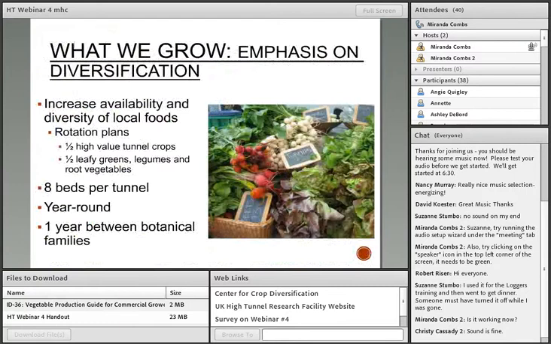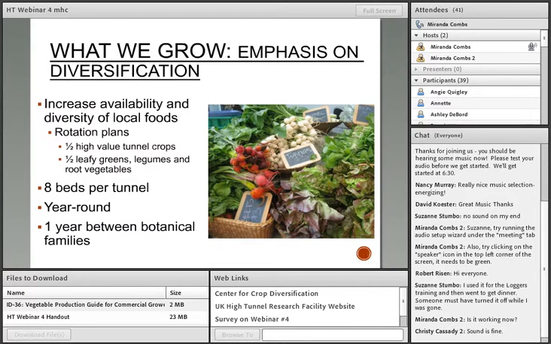So what are we growing? We're growing a diversity of crops, as I mentioned. Each tunnel at any given time has 8 beds. Half of those beds are filled with a typical high-value tunnel crop like tomato, maybe peppers, strawberries, those kinds of things. And then the other half, we're focused on crops that diversify your market stand, and also where we're looking to diversify the local food marketplace.